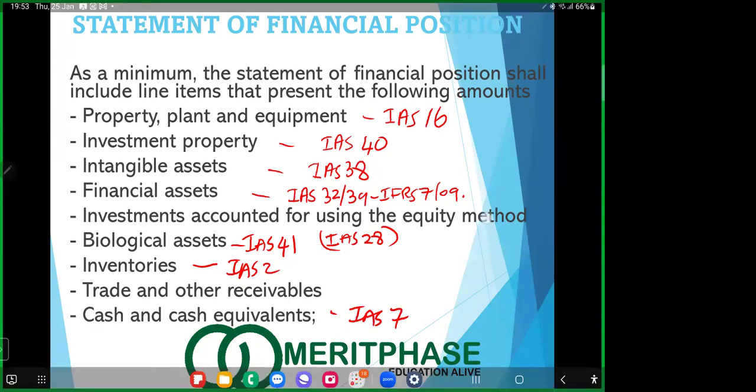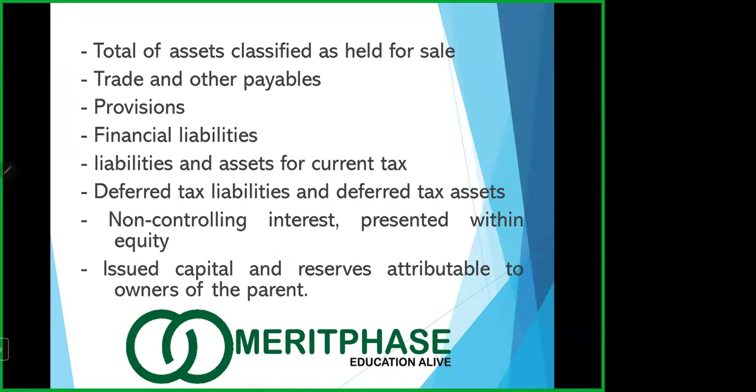Clear? Yes. What was this specified? Okay, so this is another standard, IFRS 5. Trade and other payables, we will disclose in the financial statements. Provisions, IAS 37.